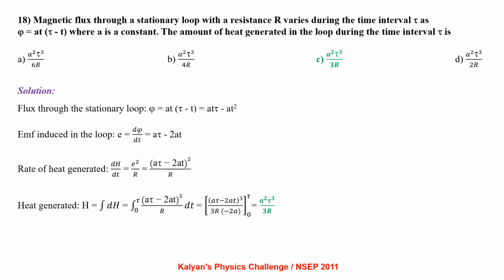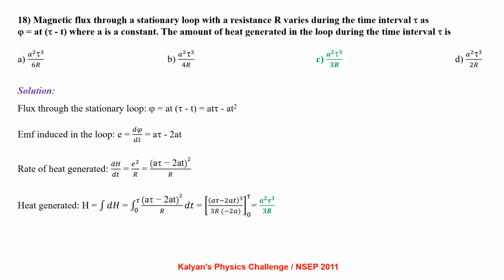Magnetic flux through a stationary loop with a resistance R varies during the time interval tau as phi equals a t times (tau minus t), where a is a constant. The amount of heat generated in the loop during the time interval tau is? Flux through the loop phi equals a t (tau minus t), that is a tau t minus a t square. EMF induced in the loop E equals d phi by dt, that is a tau minus 2at.